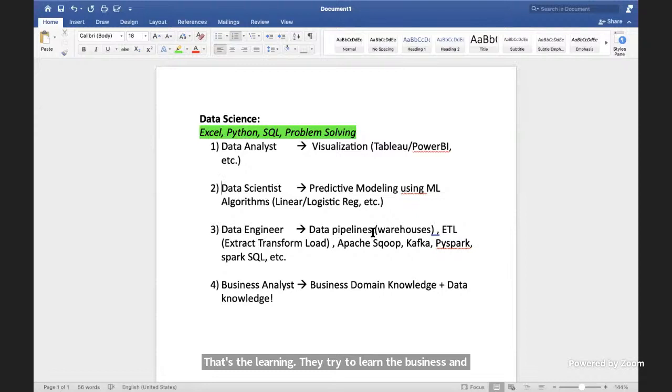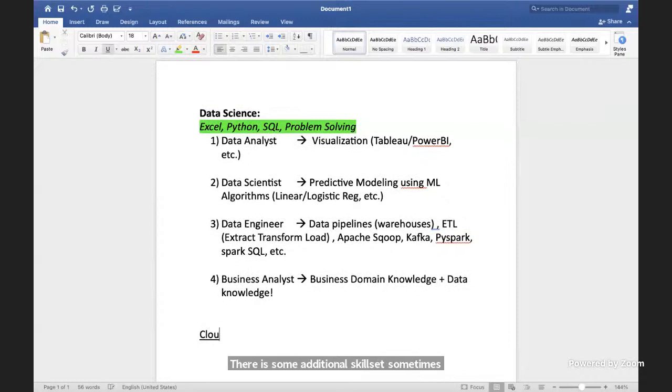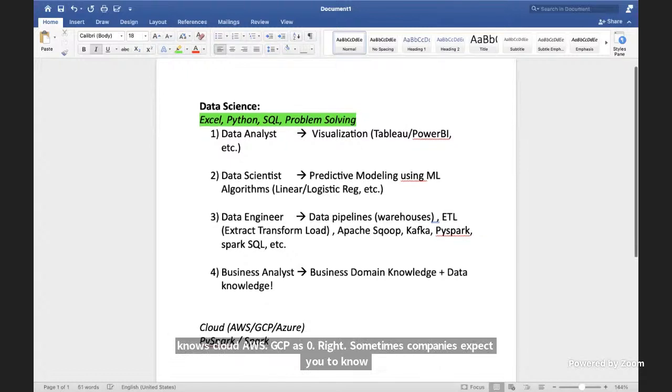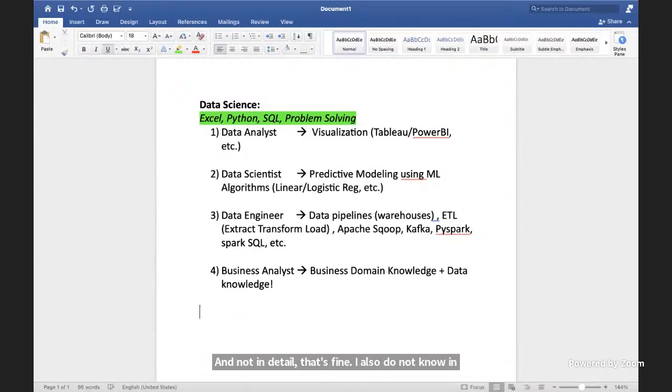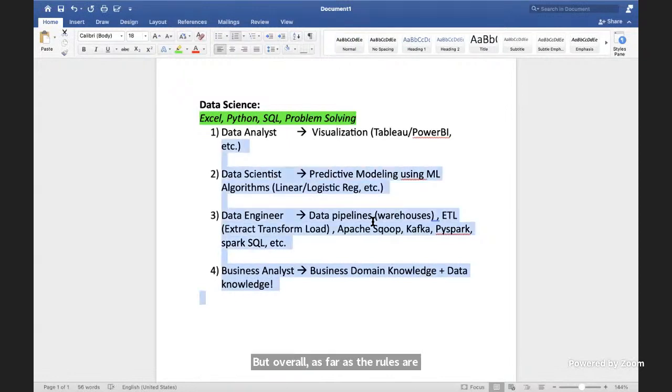Again, this is a very bird's eye view of things. I have not dived into detail because right now we're not in a position to discuss in detail. There is some additional skill set companies sometimes expect, that is cloud knowledge. Everyone knows cloud, and I'm not talking about the cloud in the sky: AWS, GCP, Azure. Sometimes companies expect you to know PySpark, Spark, and not in detail, that's fine. I also do not know it in detail. So there are additional skills that you might need to learn. But overall, as far as the roles are concerned, these are the roles from a bird's eye view.